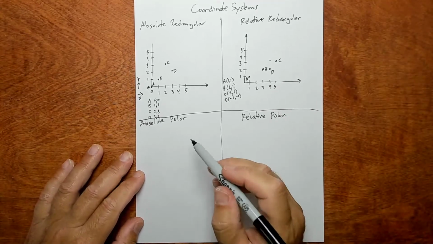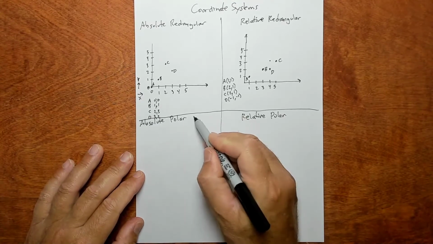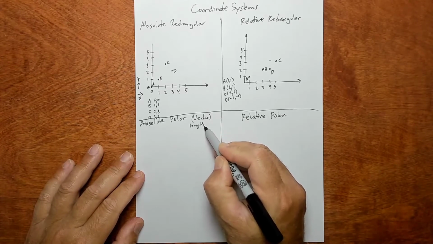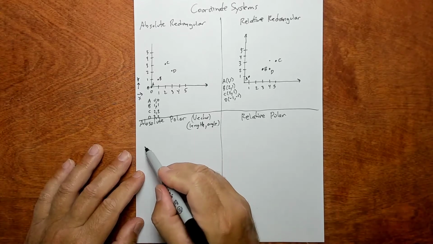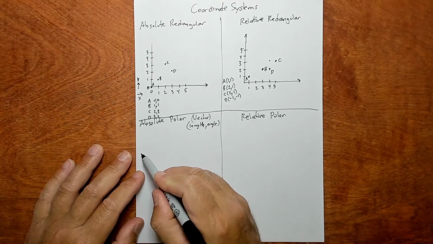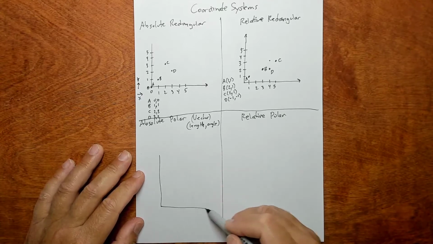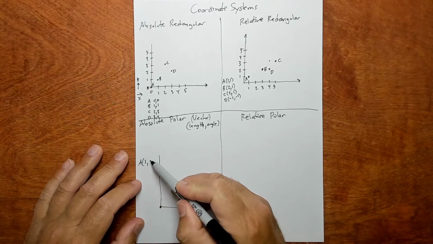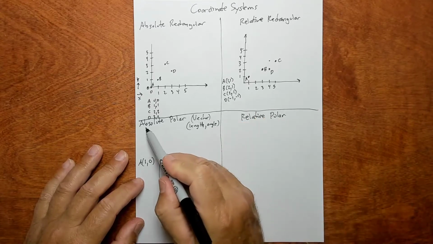Okay, now we have absolute polar. In absolute polar, you're given a vector, basically, which is something that has a length and an angle. So it's length comma angle. You're given these two numbers, length comma angle. So let's say you start at the origin, and then you went 1 comma 0. So it's length comma angle.